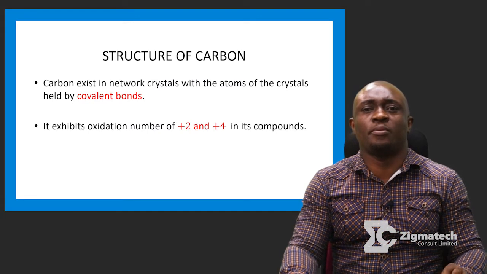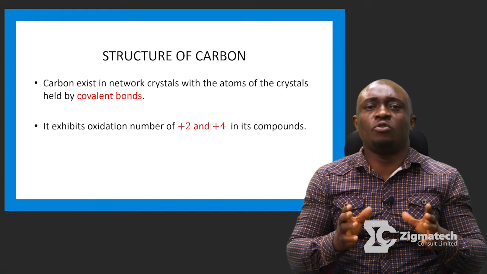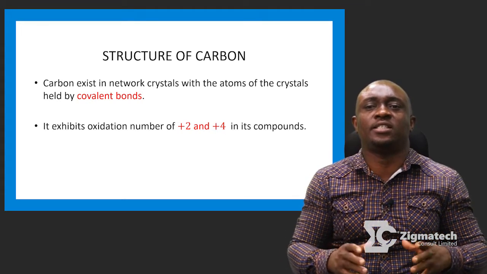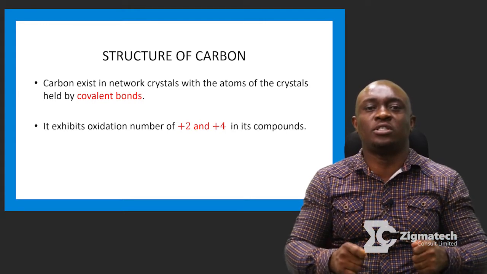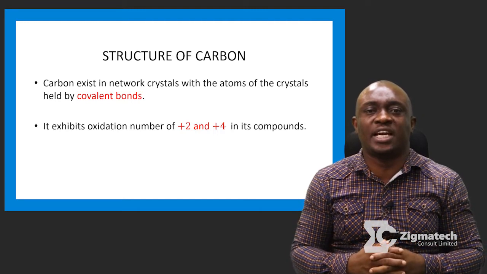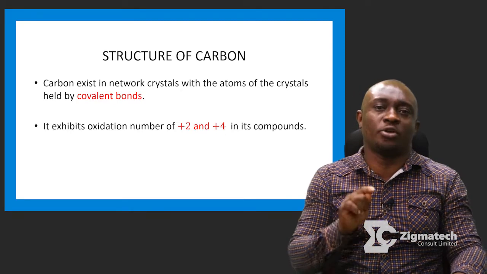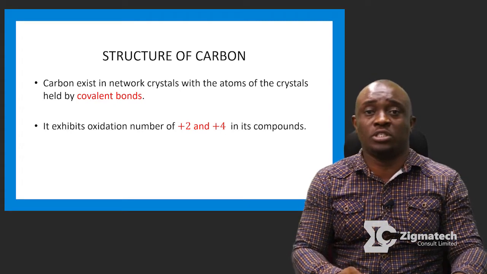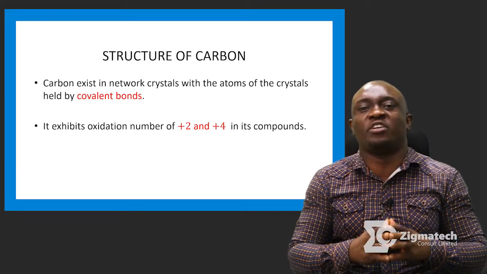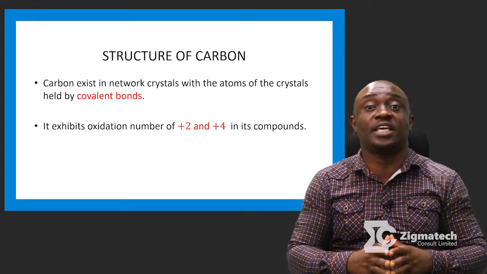The structure of carbon. Carbon exists in network crystals. If you look at the diamond, it has octahedral shape. So this network crystal exists with the atoms of the crystal held together with covalent bonds. Why? Because carbon is a non-metallic element. Carbon being a non-metallic element cannot undergo ionic bonding or electrovalent bonding, but it can only undergo what we call covalent bonding.